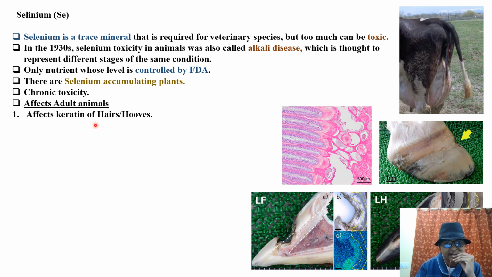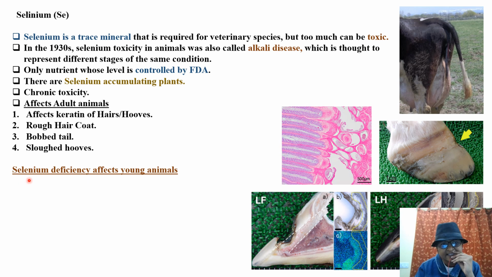It affects keratin, hairs and hooves. Even in the case of horses, you can see selenium is getting deposited in the hooves. Rough hair coat, bobbed tail, and sloughed hooves are seen here. This is a hoof showing the changes at microscopic levels also.